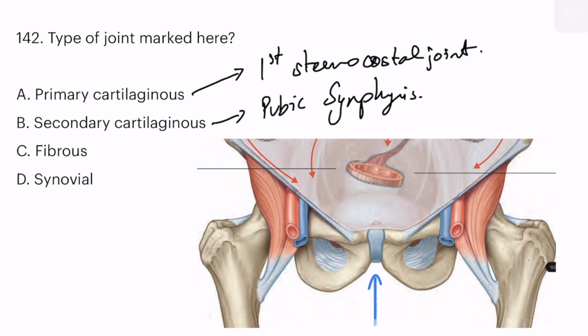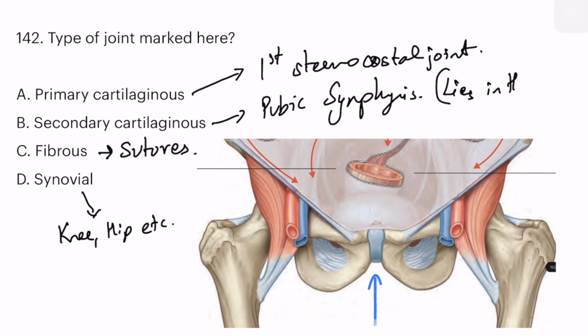What is a fibrous joint? Sutures. Sutures in the head, the cranium, sorry. Synovial joint, we know, knee, hip, etc. So the secondary cartilaginous joints always lie in the midline. Okay, and they move a bit, slightly mobile. This is immovable.